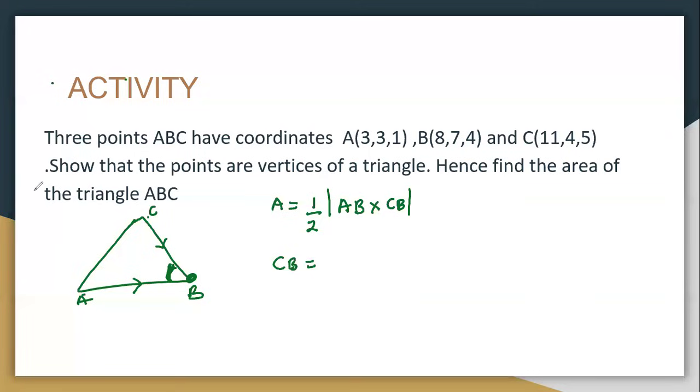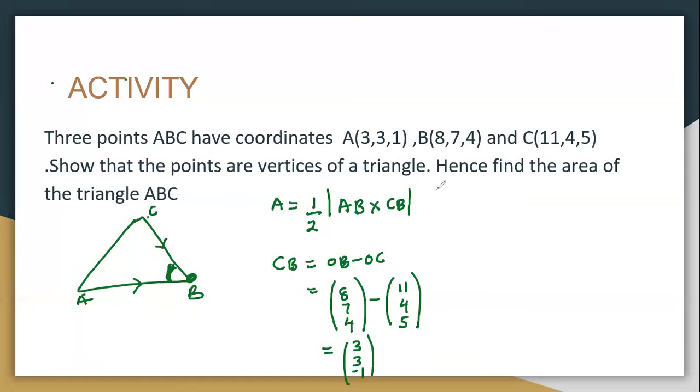It is OB minus OC, which is 874 minus 145. So when we subtract there, we shall have 3. 7 minus 4, again 3. Then 4 minus 5, negative 1.